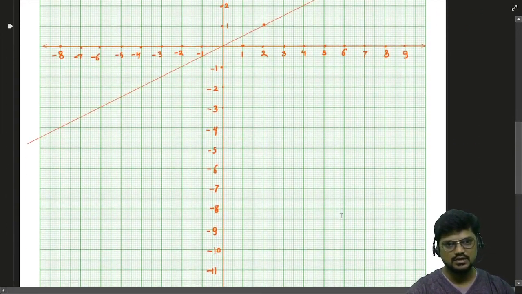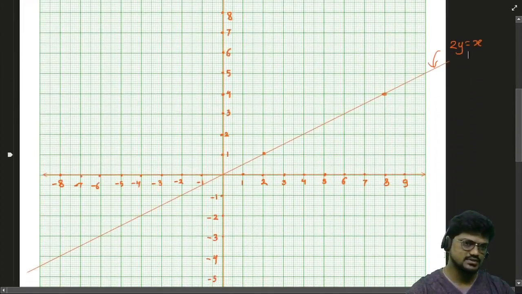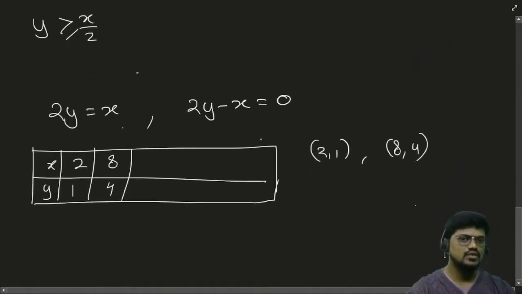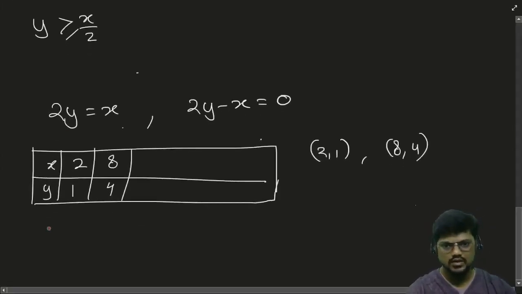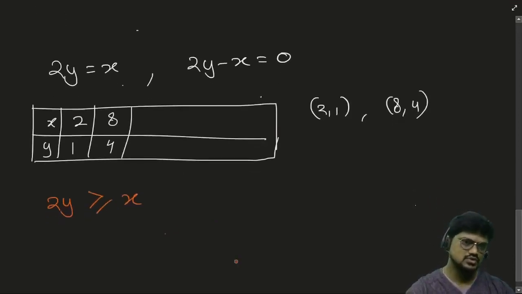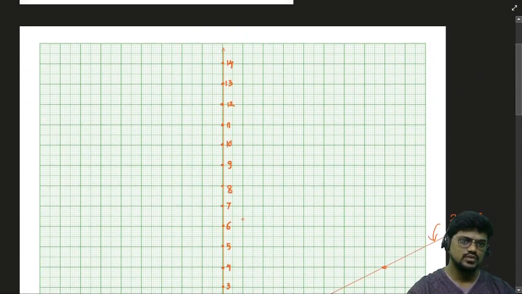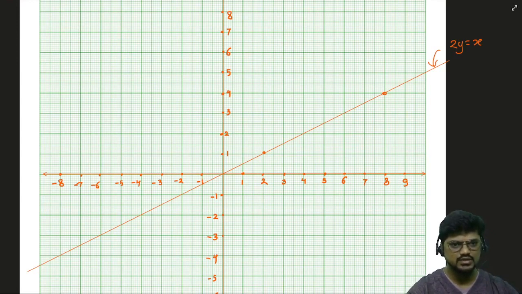The next line which I'll make is y is less than 2x. We'll also do which region it will come over here only. Okay, what was the inequality? 2y is greater than or equal to x. Since the line is passing through the origin, we cannot check for the origin. So we have to check for some other point. The other point you can take is 6 comma 1.